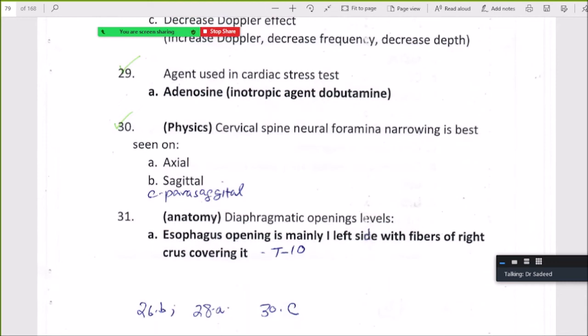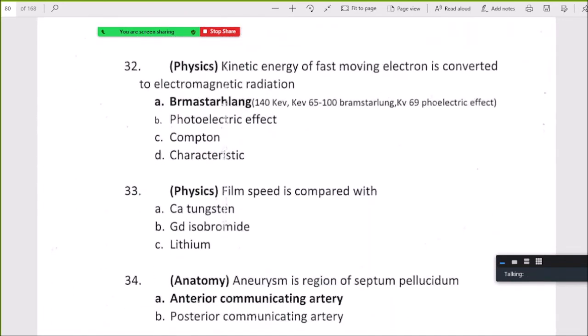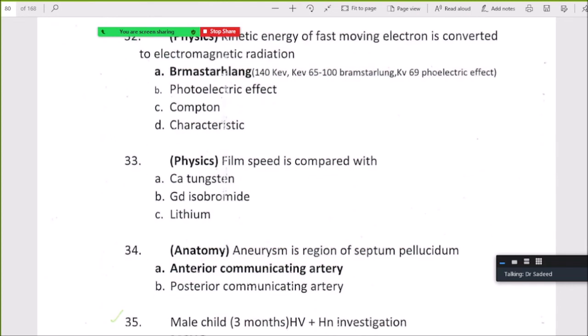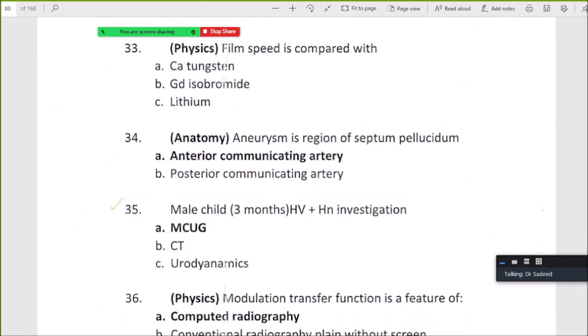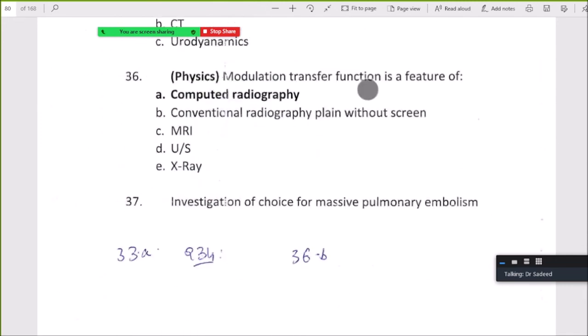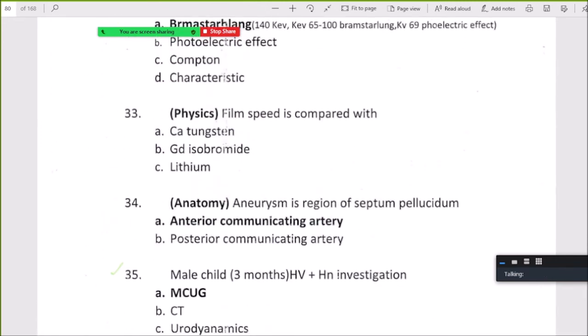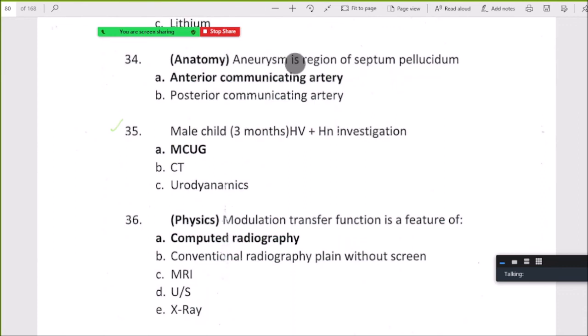30. Cervical spine neural foramina narrowing is best seen on parasagittal. 31. Diaphragmatic opening levels. Esophageal opening is mainly on the left side with fibers of right crus covering it. T10. 32. Kinetic energy of fast moving electrons is converted to electromagnetic radiation, Bremsstrahlung. 33. Film-screen combination compared with calcium tungstate. Aneurysm is in the region of septum pellucidum, anterior communicating artery. 35. Male child, 3 months, HUN negative, investigation MCUG.